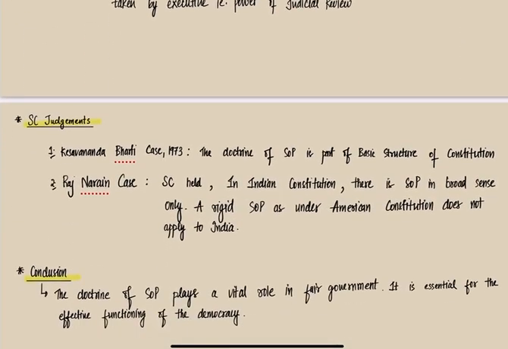Now let's go through some relevant Supreme Court judgments. Supreme Court in Kesavananda Bharati case 1973 held that the doctrine of separation of power is part of basic structure of Indian Constitution. Also, in Raj Narain case 1975, Supreme Court observed that in Indian Constitution there is separation of power, but that is in broad sense only. A rigid separation of power as under American Constitution does not apply to India, which we have already understood.